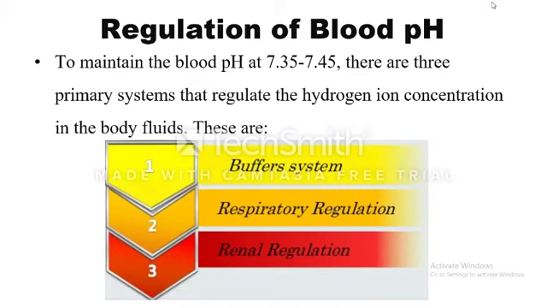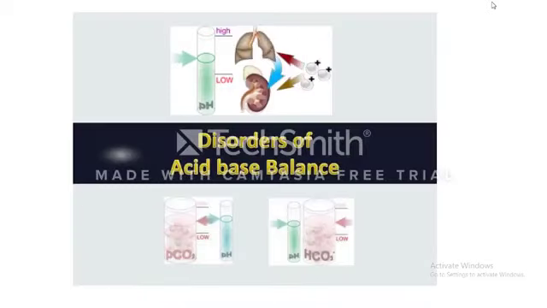Then, regulation of blood pH: how is it regulated? What is the system functioning inside our body that controls blood pH in the normal range? To maintain the blood pH at 7.35 to 7.45, there are three primary systems that regulate the hydrogen ion concentration in our body fluids. These three important systems are: number one, the buffer system; number two, respiratory regulation; and number three, renal regulation. So these three primary systems control the blood pH.